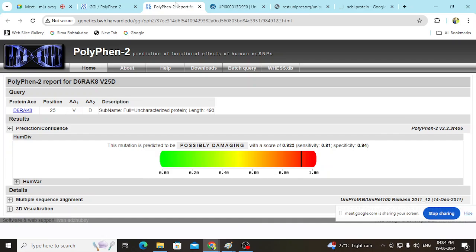See how the result has been given. The result is possibly damaging with a score of 0.923, where the sensitivity is very high, 0.81, and the specificity is again very high, 0.94. So what does it mean? The sensitivity and specificity are very high, the score is also very high, and therefore it indicates the impact of the mutation, that is, which mutation?